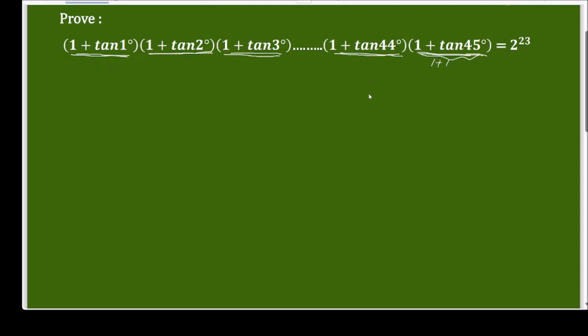And what about the others? For this, let me start in this way. I am writing 1 plus tan k degree. That is equal to 1 plus sine of k degree over cosine k degree. Again on simplifying, I'll get cos k degree plus sine k degree over cos k degree.